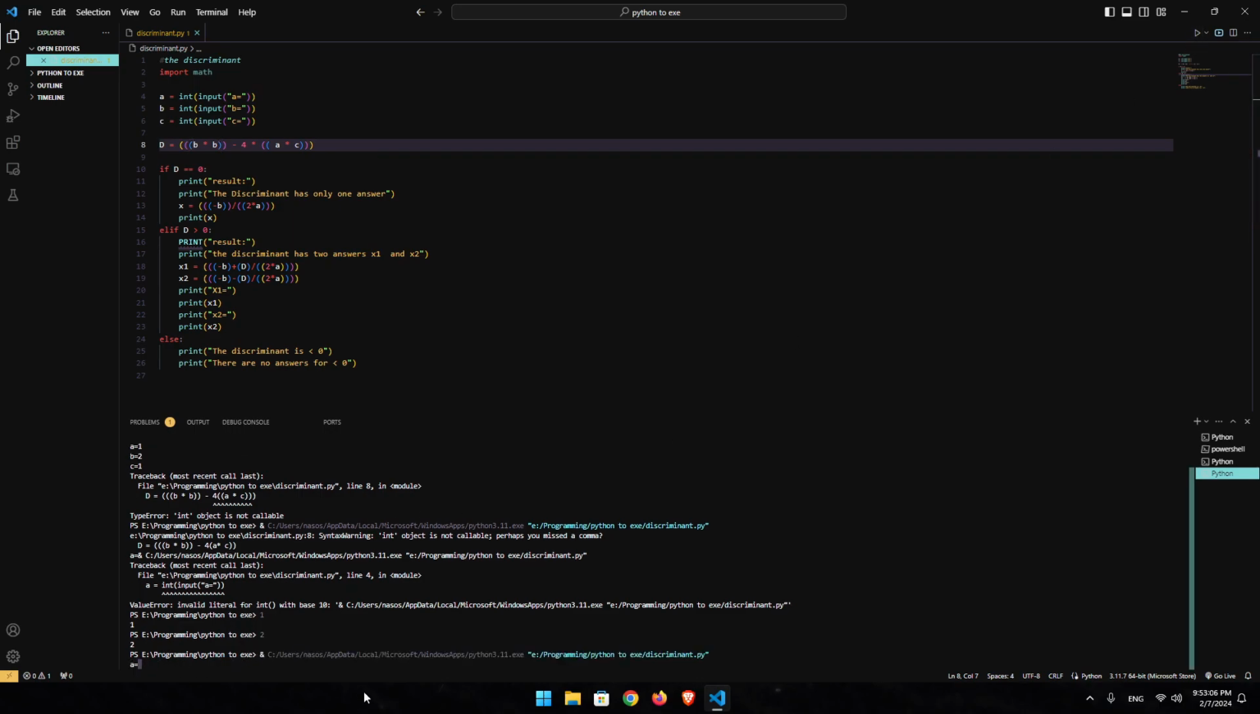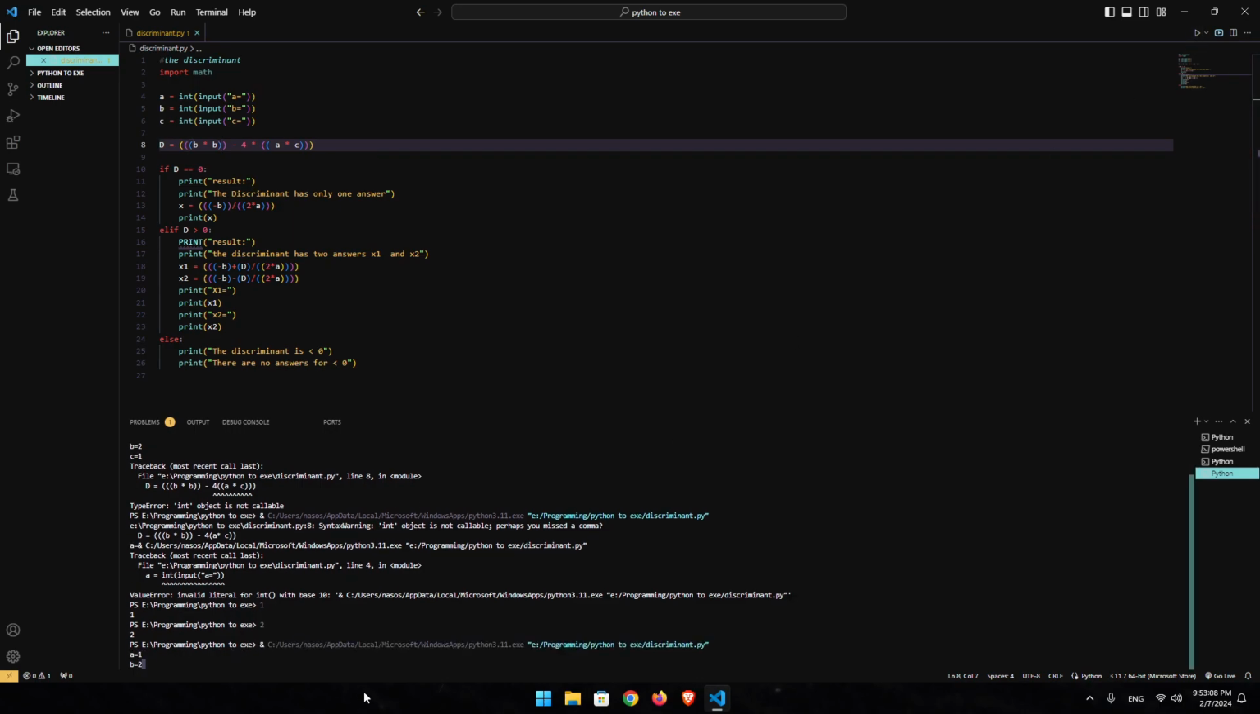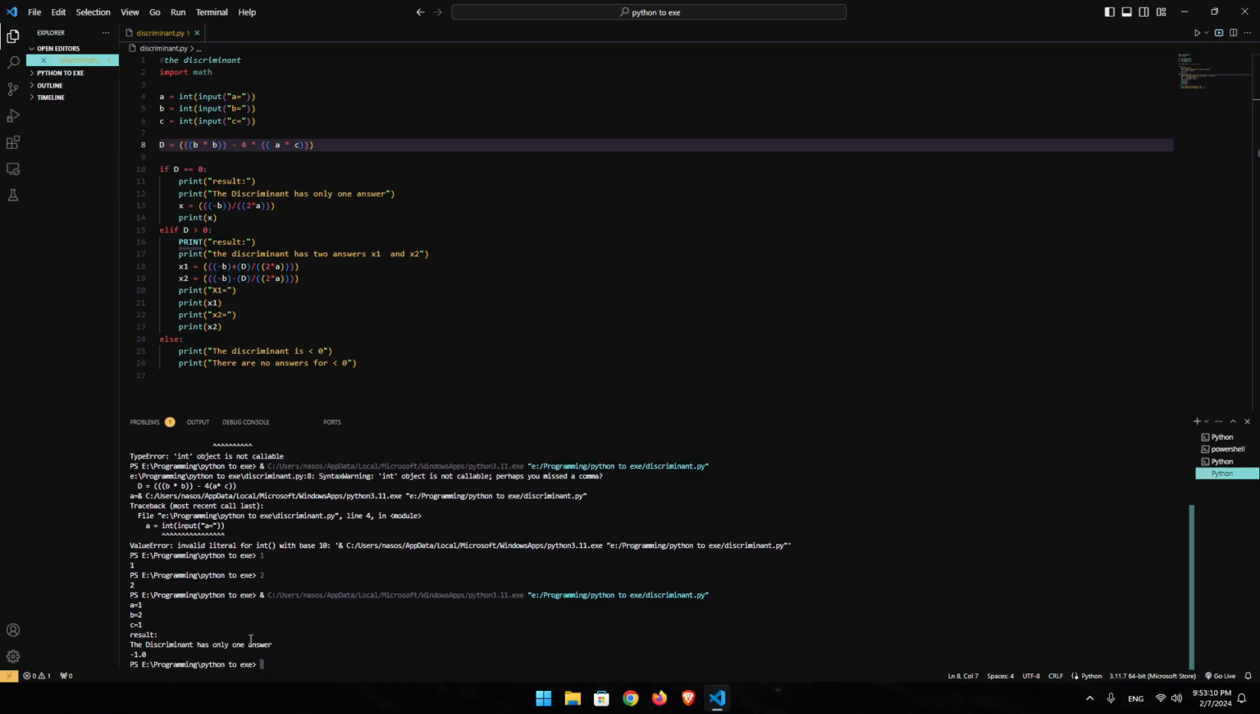A equals 1, B equals 2, C equals 1. Result will be the discriminant has only one answer because the discriminant is equal to 0. And our result will be -1 because minus b to 2 times a is going to be -1.